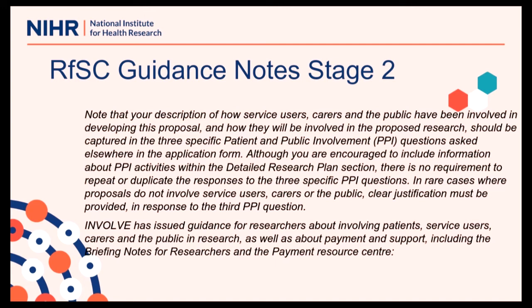Although you're encouraged to include information about PPI activities within the detailed research plan section, there is no requirement to repeat or duplicate the responses in the 3 specific questions. In rare cases where proposals do not involve service users, carers or the public, clear justification must be provided. Essentially, it's saying that continuing to include information about your public involvement throughout the research plan and the application is valuable, as it helps the public involvement work to feel integrated into the project, but certainly you don't need to repeat any information that you're including in your standalone public involvement sections.